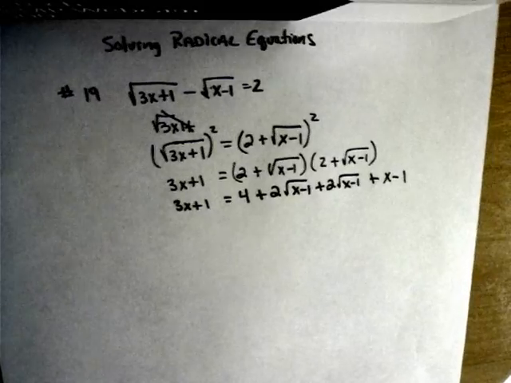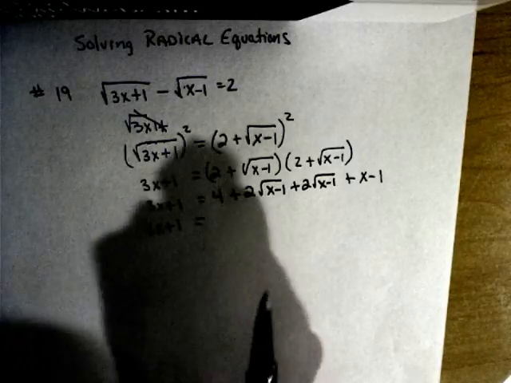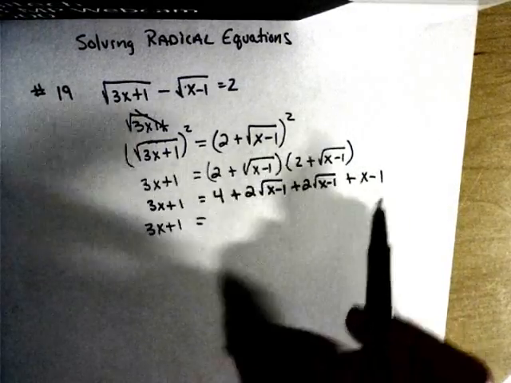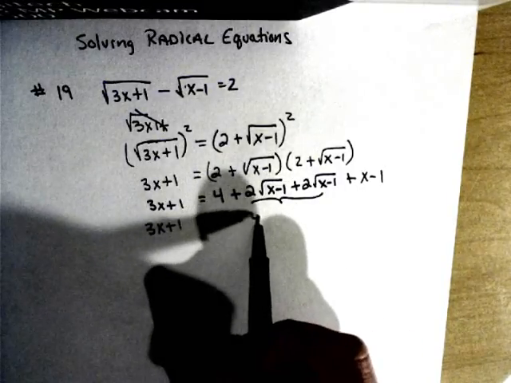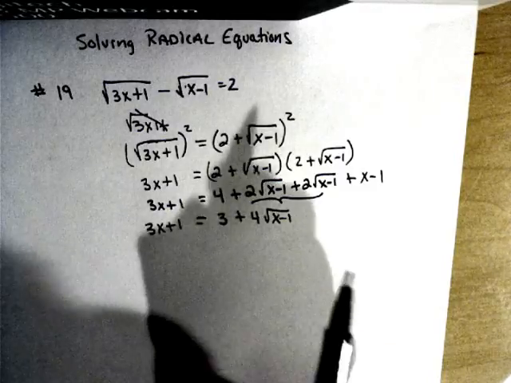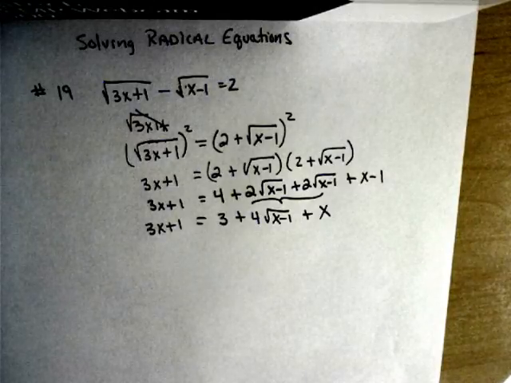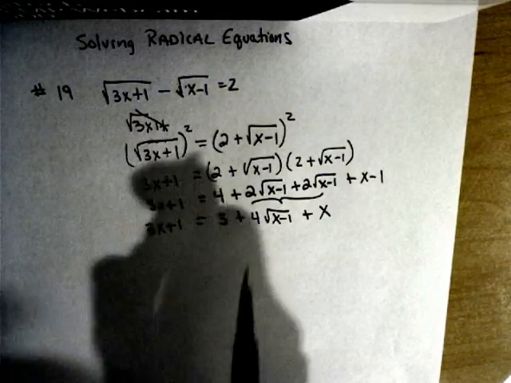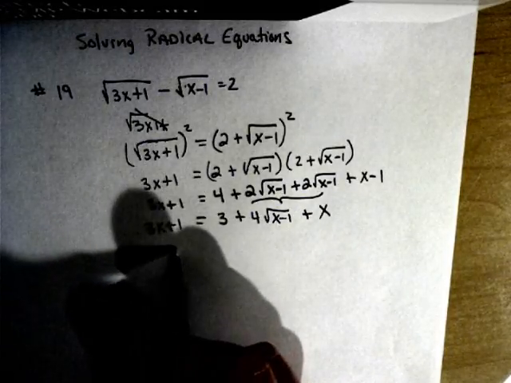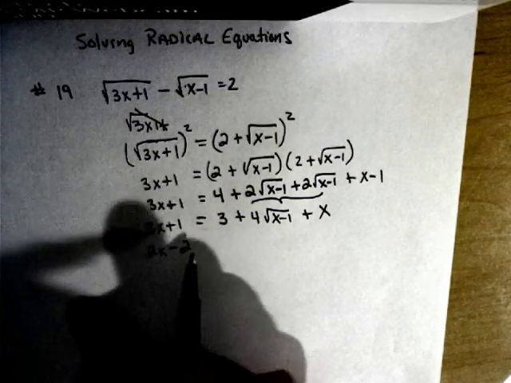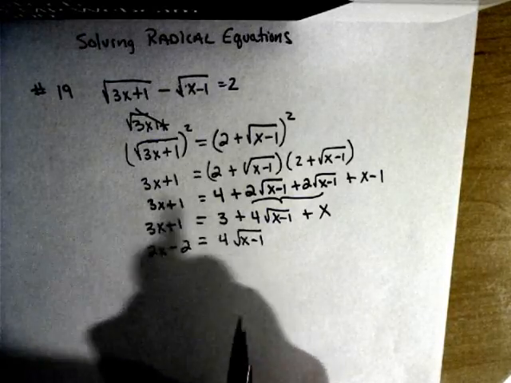Now we need to combine our like terms. We'll keep 3x plus 1 following down. We'll add the 4 and the negative 1 to get a 3. We'll combine these two terms to get a positive 4 radical x minus 1, and our positive x will be carried along with it. We'll move the 3 and the x to the other side. We'll end up with a 2x when we subtract over the x, and a negative 2 when we subtract over the 3. 4 radical x minus 1 will stay on the right side.